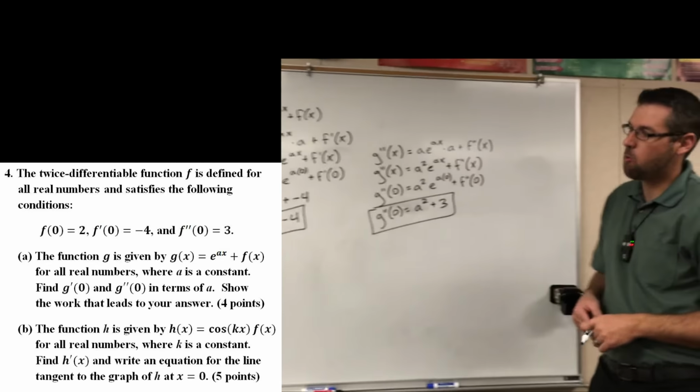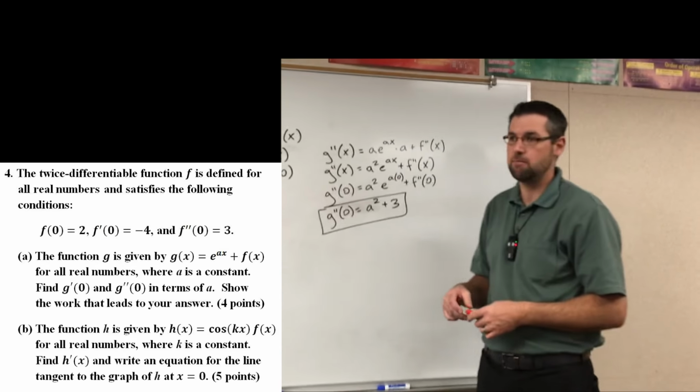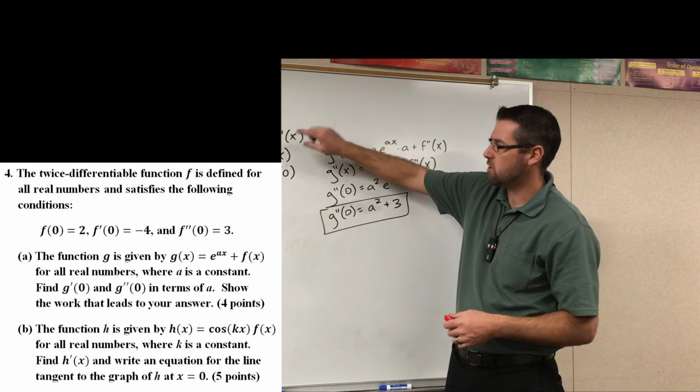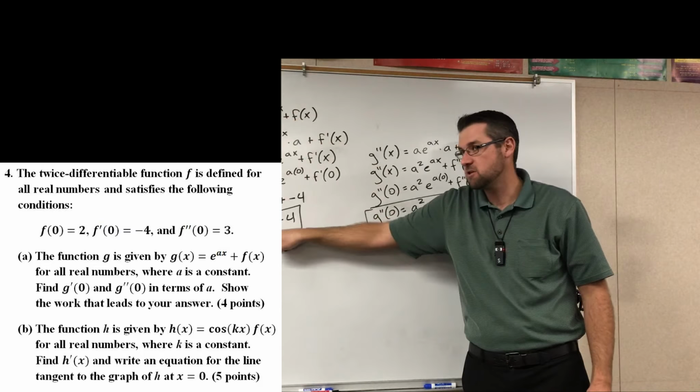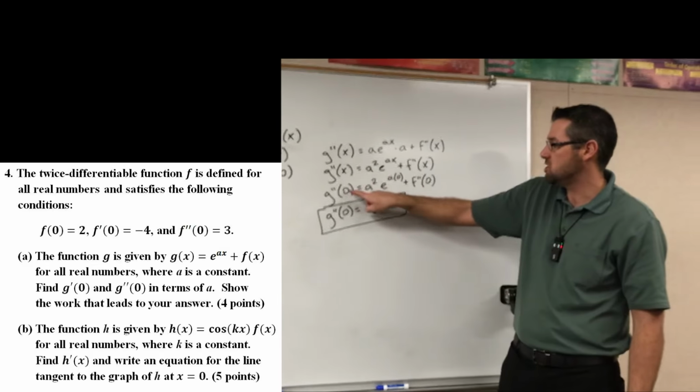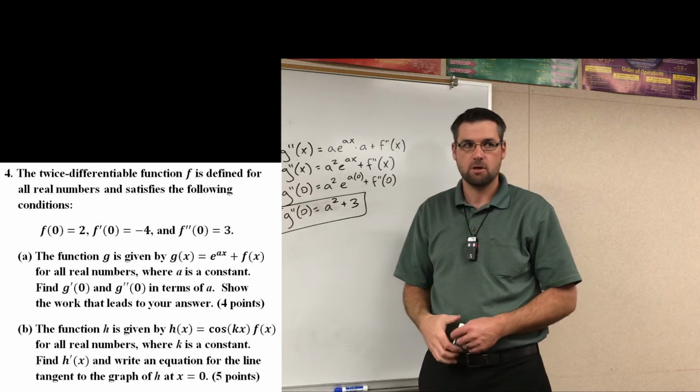This part was worth 4 points. Here's how you're going to get the points. I'm grading it just like the AP exam would be. You get 1 point for the correct g prime of x, 1 point for g prime of 0, 1 point for the correct g double prime of x, and 1 point for the correct g double prime of 0. Are you guys okay with that?